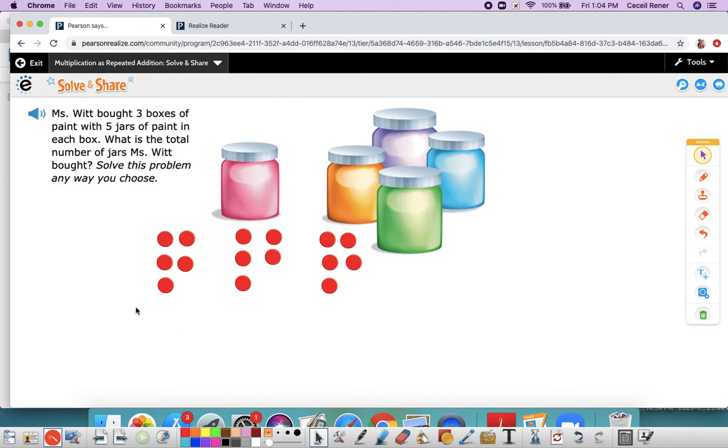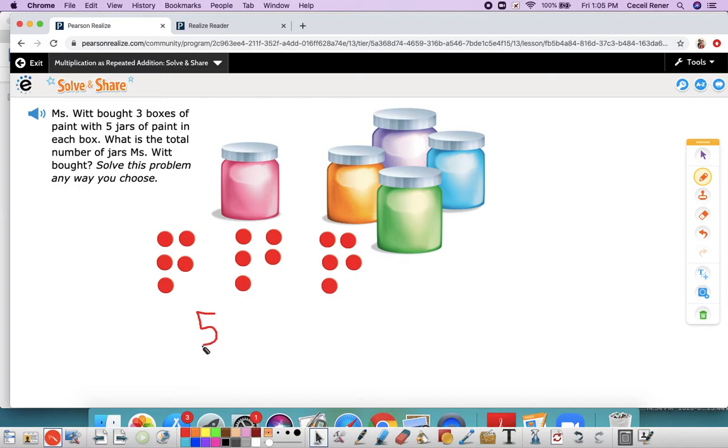Now I'm going to count my counters. Because I know there's 5 there, I'm just going to count by 5s. So 5, 10, 15. I have 15 jars of paint. Is that how many jars of paint you came up with? So I have repeated addition here, and I can write it if I would like.